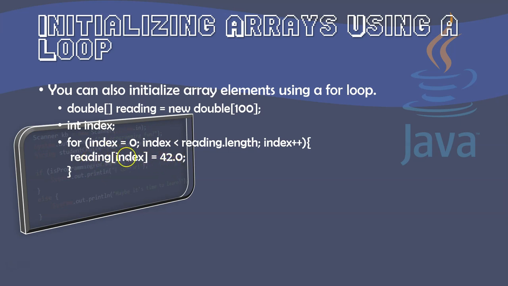So that means reading of 0 will be 42, reading of 1 will be 42, and so on and so forth, all the way up to the end of the array. Now, if I wanted this to be user input, I could easily replace this 42 with something like kb.nextDouble, and that would get user input to fill every value of that array.